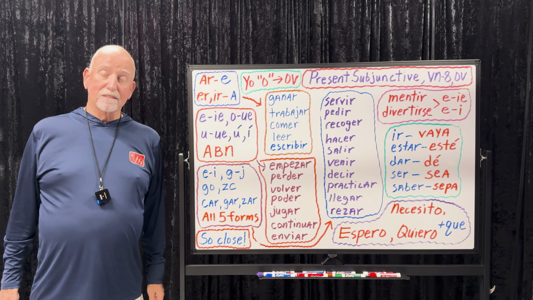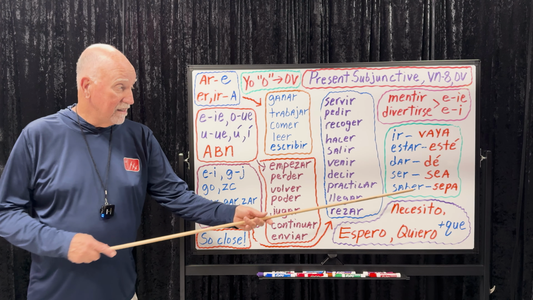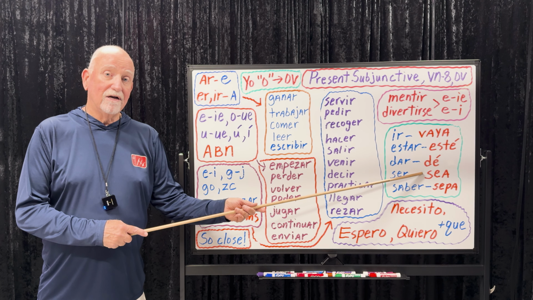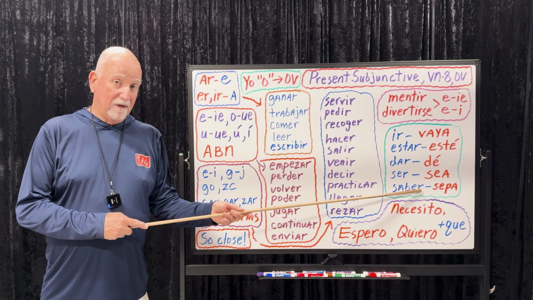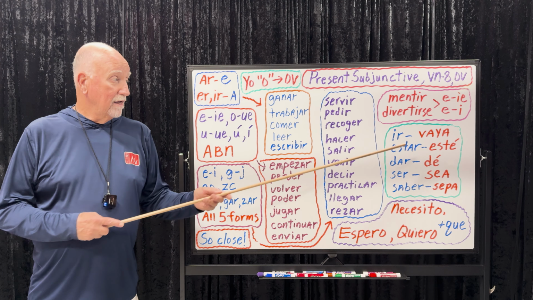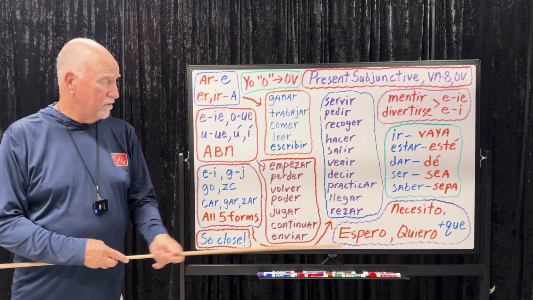How about I hope it rains? That's a UE. Espero que llueva. I hope it's easy. Espero que sea fácil. I hope you know his number. Espero que sepas cuál es su número. I hope we all go. Espero que todos vayamos.